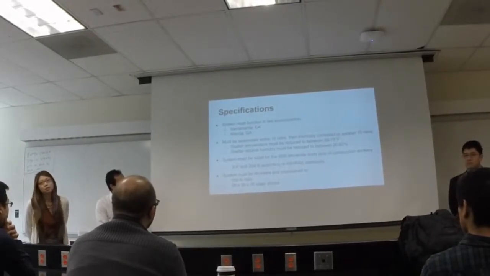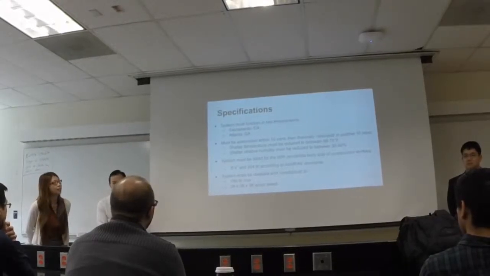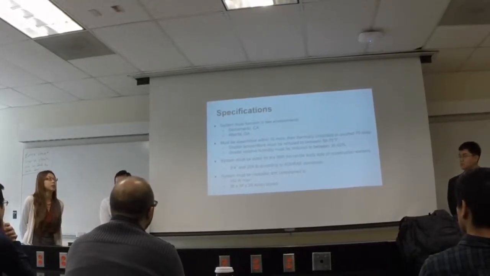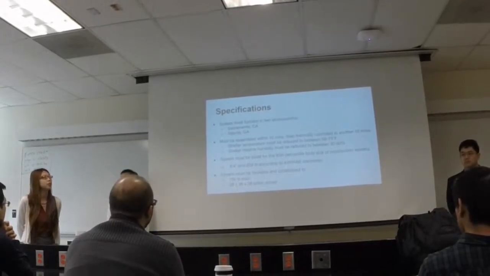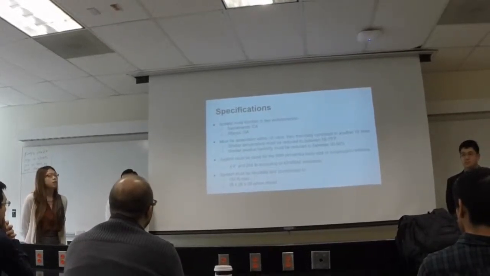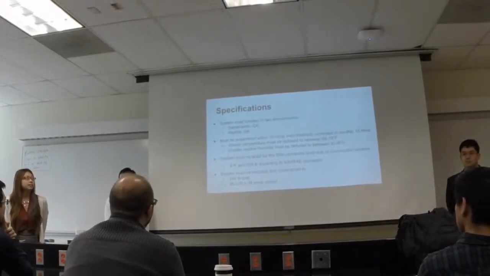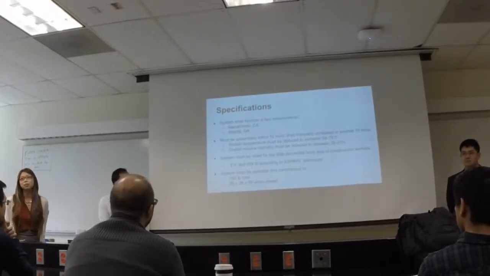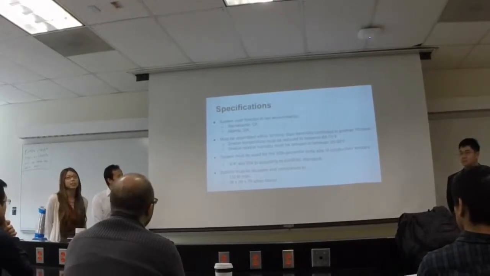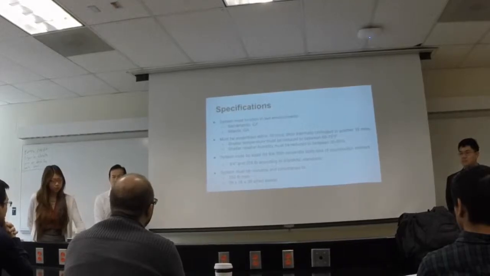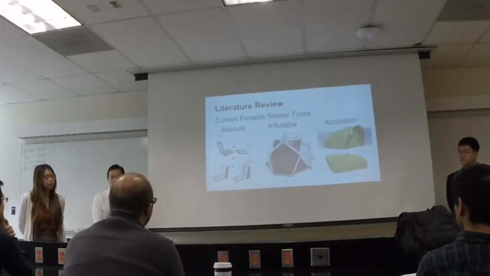The shelter has to be assembled within 10 minutes, and within the 10 minutes after that, reach our goal temperature range of 68 to 75 degrees Fahrenheit and a relative humidity of 30 to 60%. It should accommodate the 95th percentile body of construction workers in the U.S., and it should be able to be stored in a 3-foot cube box and weigh no more than 150 pounds.